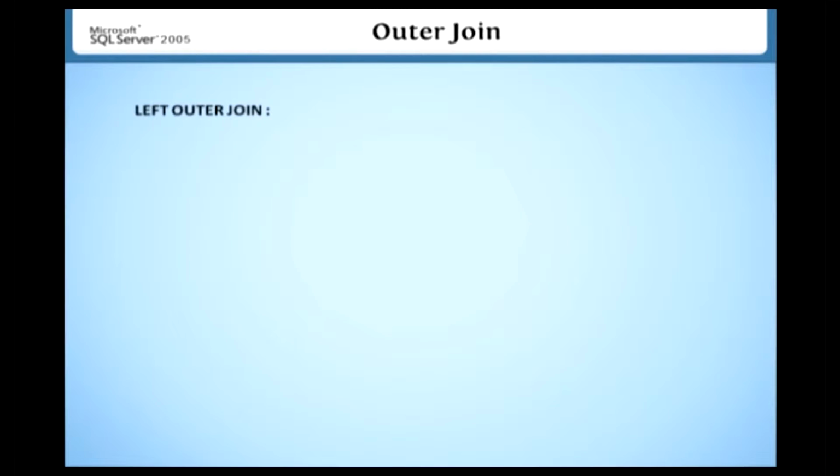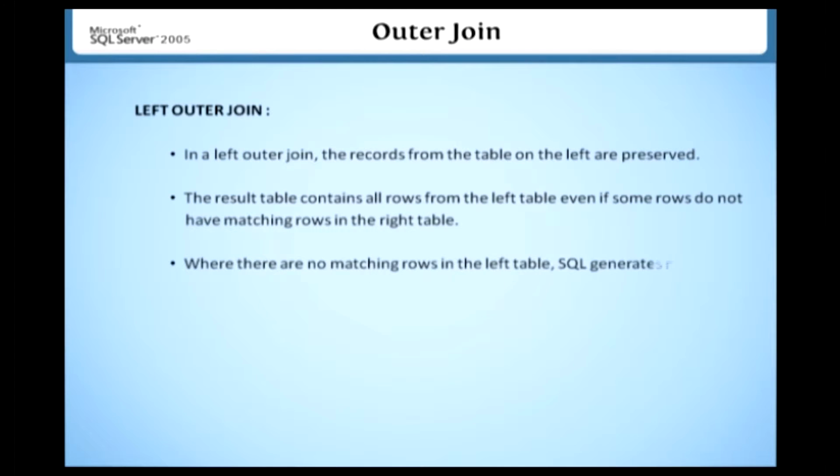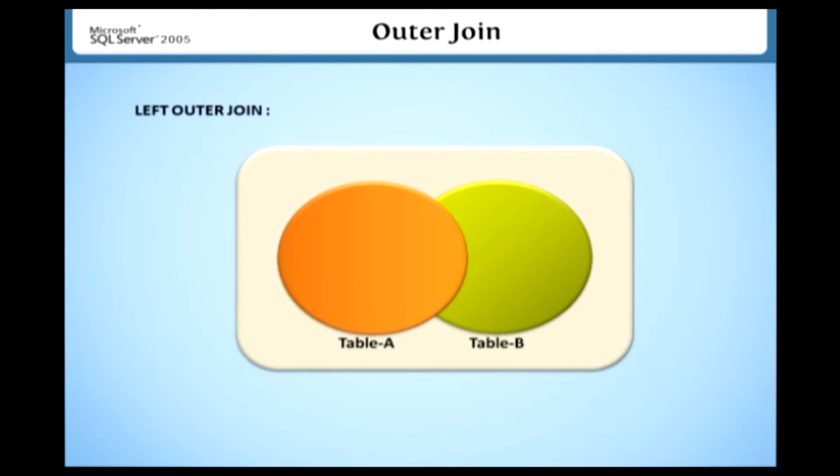Let's start with the left outer join. In a left outer join, the records from the table on the left are preserved. The result table contains all rows from the left table, even if some rows do not have matching rows in the right table. Where there are no matching rows in the left table, SQL generates null values.